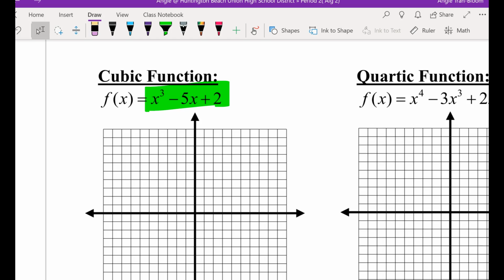Anyone does not have a cubic curve on the calculator? Just all working out. Perfect. Okay, so hit graph. Minus 5x and then plus 2. Hit graph once that's done entering. Not any of the buttons, just hit graph. Where's your graph button? Top right.